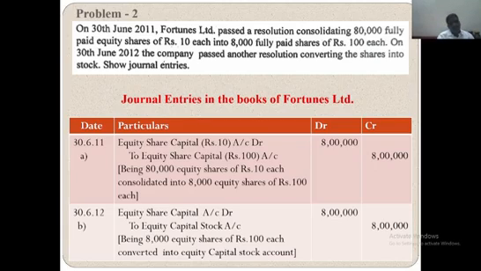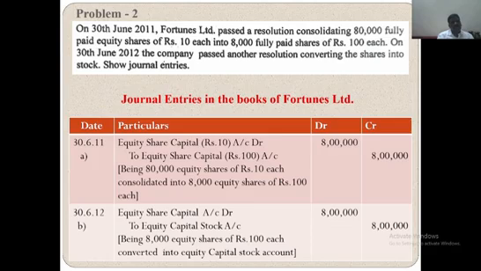On 30th June 2011, Fortune Limited passed a resolution consolidating 80,000 fully paid equity shares of rupees 10 each. So, in the books of Fortune Company Limited, journal entry: date, particulars, debit amount in rupees, credit amount in rupees. For the first entry, 30th June 2011, equity share capital account debit, that means old equity share capital account. Old, how many shares? 80,000 fully paid shares at the rate of rupees 10 each.